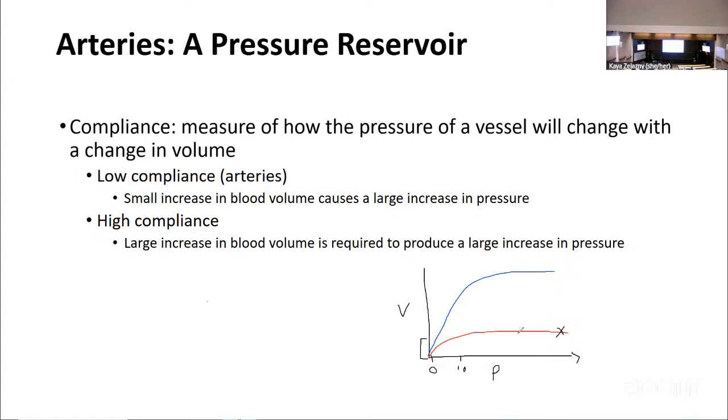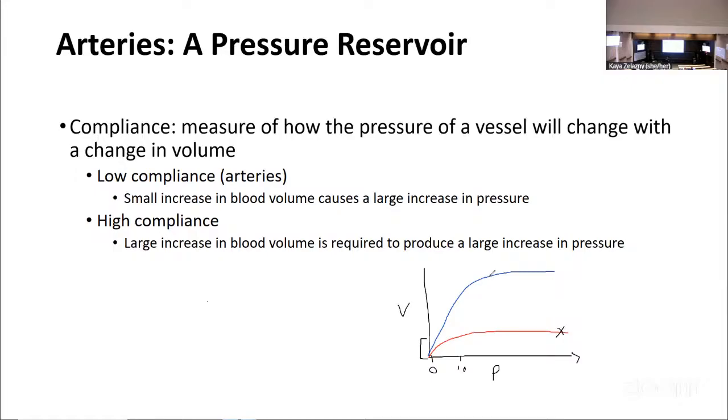So I think you have some version of this graph in your book as well. I recommend spending some time looking at it and trying reading it from both the pressure side and the volume side to get this idea of compliance into your mind. So arteries, always low compliance. Veins are going to be our vessel with high compliance, meaning that they're going to have pretty low pressure in them all the time, which is great because we want a pressure gradient, right?